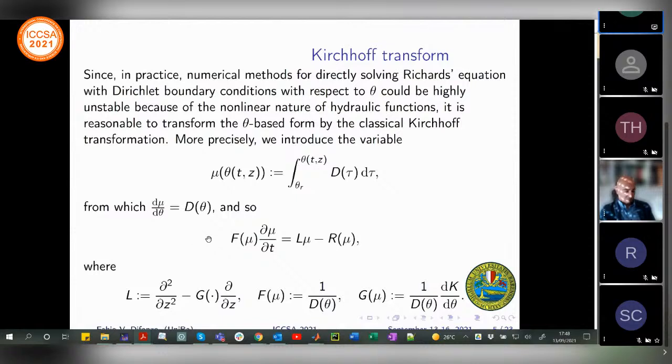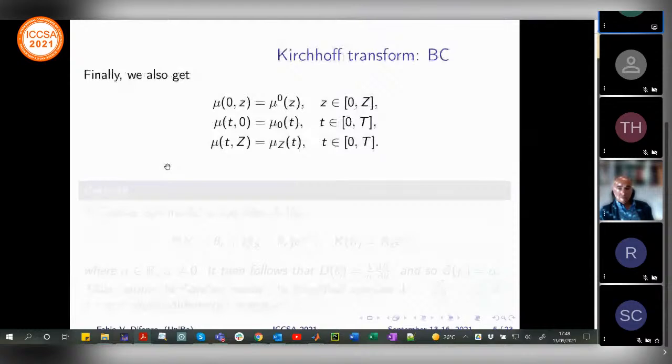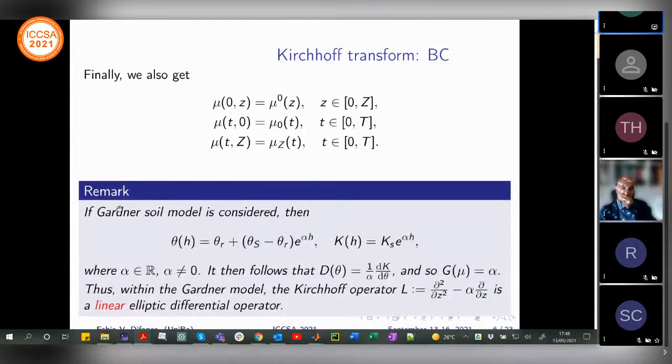So we are quite happy because the Kirchhoff transform has sensibly made Richards' equation easier to handle. All right, but we still have to choose. Of course, we also have to transform our Dirichlet initial and boundary conditions in terms of this new variable mu. But we now have to decide which kind of model we are going to use to describe our soil. In our setup, we have decided to use the Gardner soil model. The reason is quite easy.